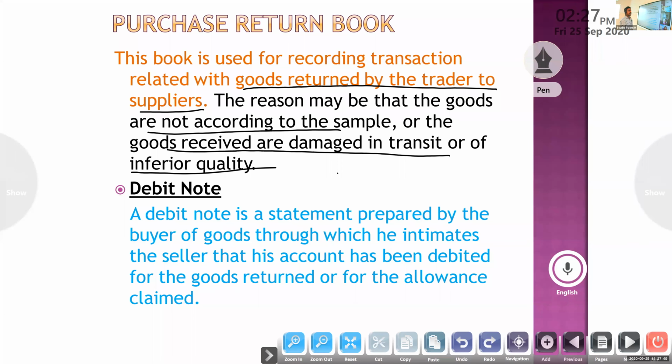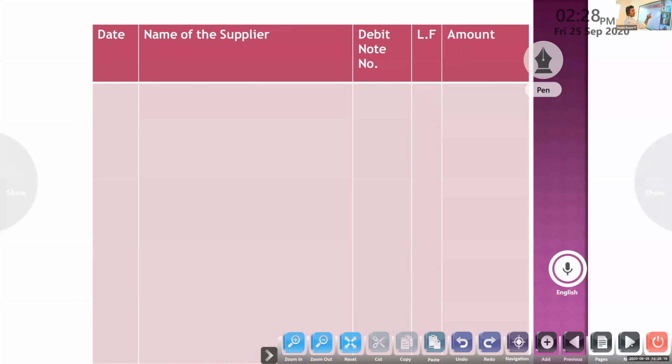So purchase return book is used for recording the transactions related with the return of goods, return of goods by the trader, by the company to the supplier. Here we have to study the debit note. On the basis of the debit note, we are recording the transactions in the purchase return book. You look at the format, date, same like the purchase book, but only one difference is there. Instead of invoice number, debit note number. Why debit note?